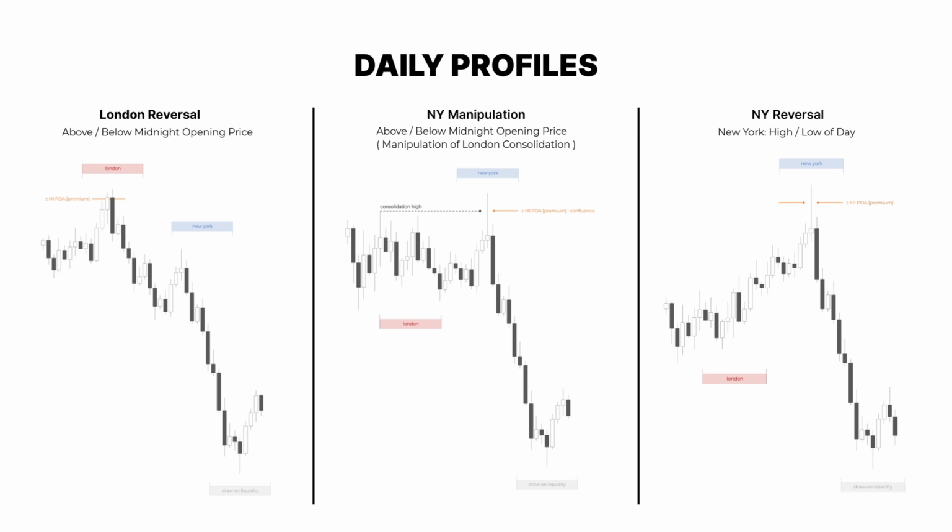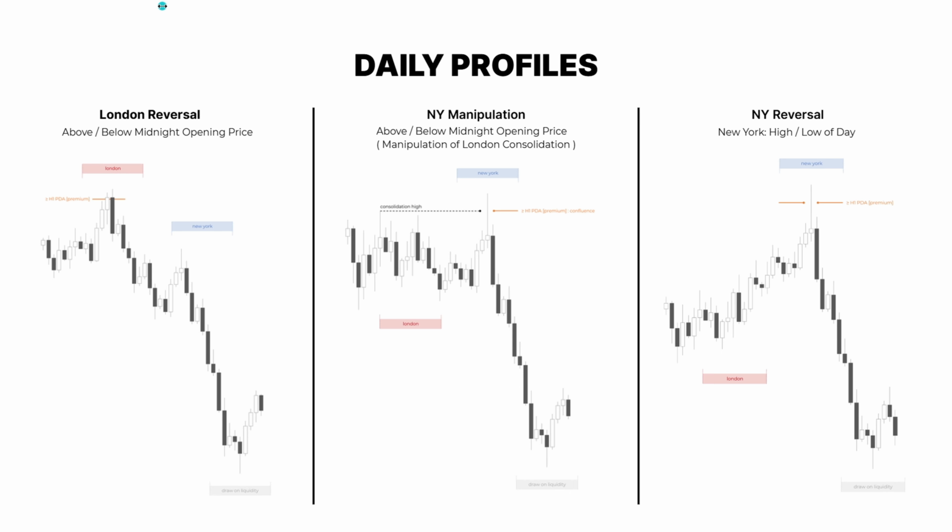So, daily profiles. We have three types of daily profiles. One being London reversal, which is when price goes above or below midnight opening price. Then we have New York manipulation, when price goes above or below midnight opening price, but this manipulation occurs off the London consolidation. I'm going to explain all of them piece by piece. New York reversal is when New York establishes a high of day or low of the day. Now, how do you trade and identify these?